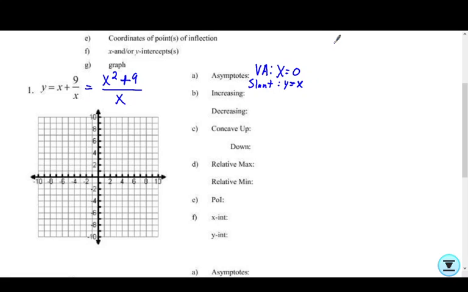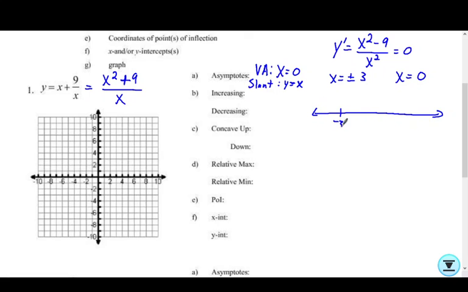To do that, we take the first derivative using the quotient rule. When you're done and you simplify, you get (x squared minus 9) over x squared. You set it equal to 0. Now, you have to find the zeros and where it's undefined. So my zeros are at plus or minus 3, and at x equals 0, it's undefined. I have to use all three of those numbers on my first derivative test. So negative 3 is a 0, 0 is undefined, and positive 3 is a 0.